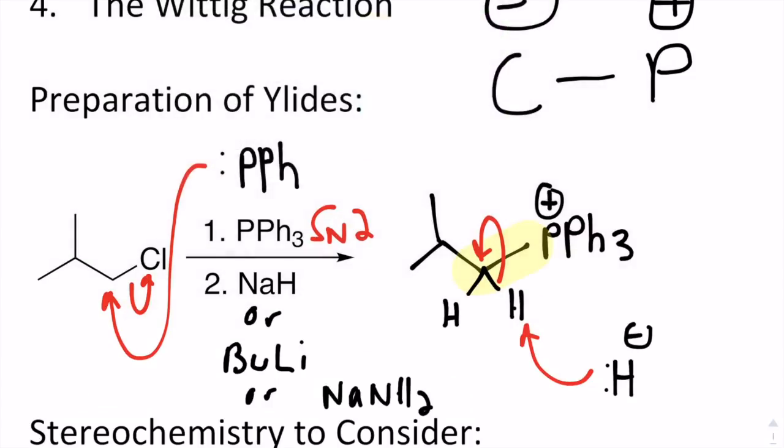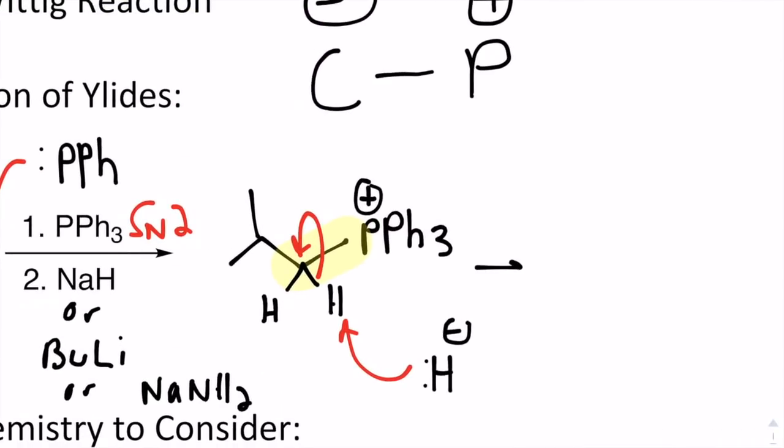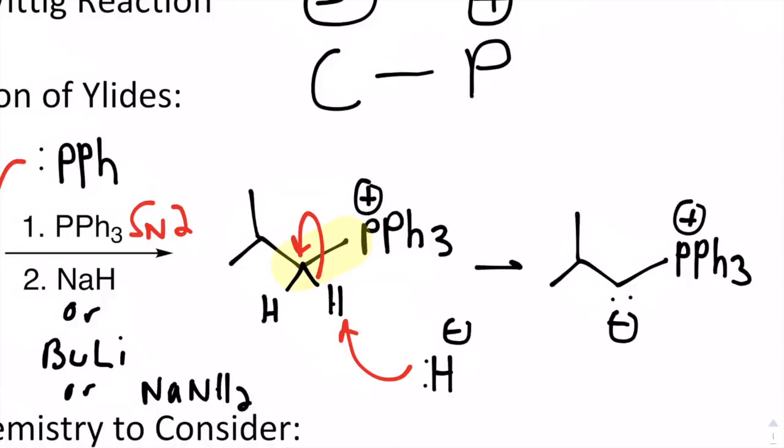Okay, so the product of this would be, and that's my ylide. So now we've prepared this ylide, and we can use this ylide in a Wittig reaction to extend the carbon chain, replace a carbonyl with an alkene, okay?